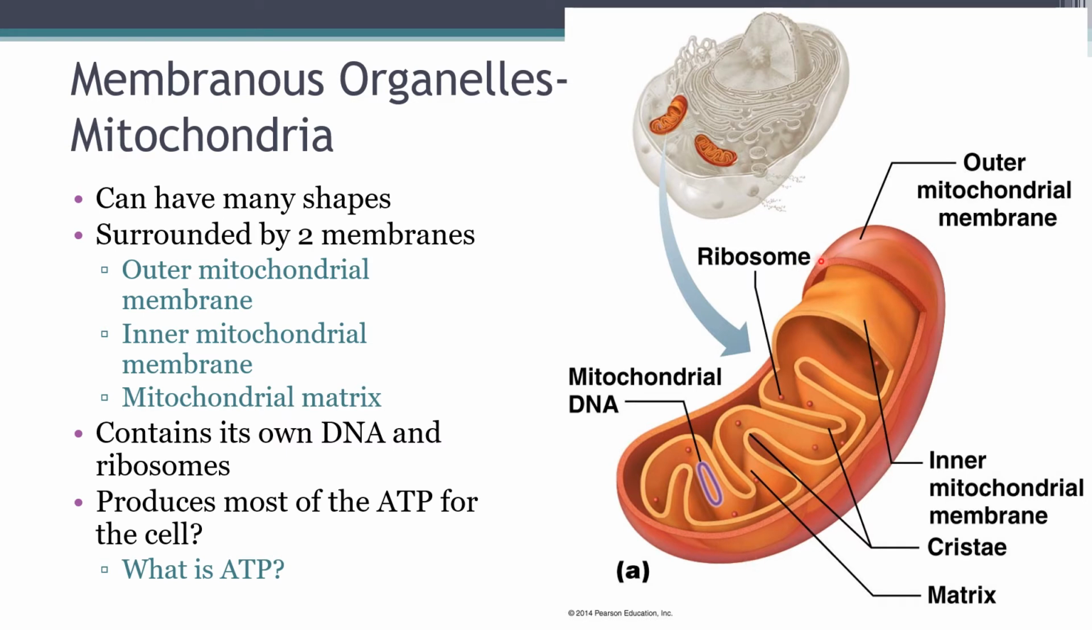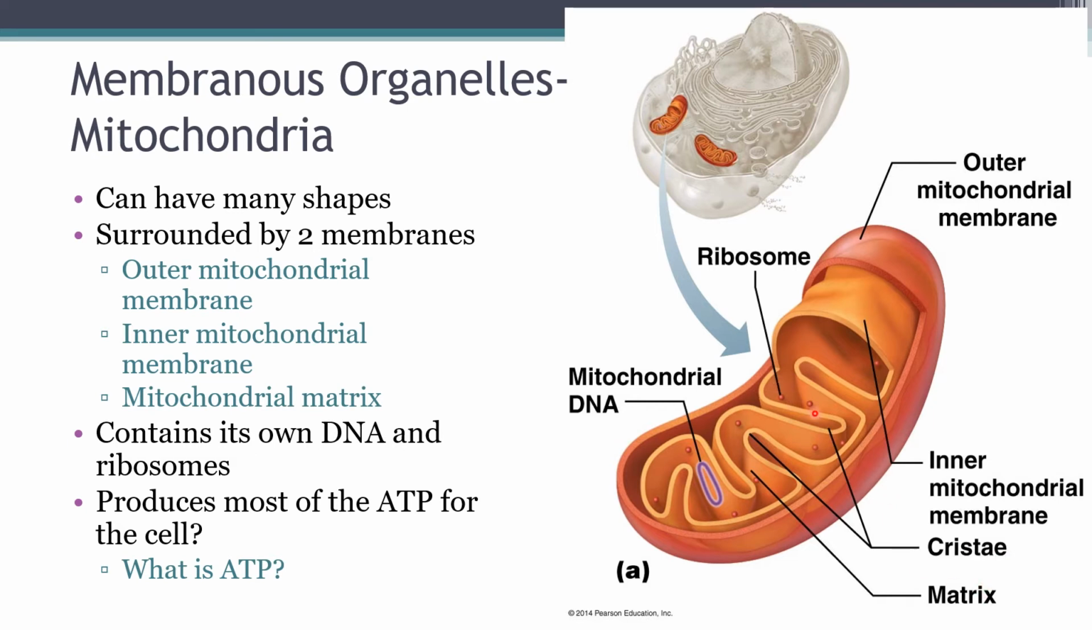Okay, so the outer one is called the outer mitochondrial membrane. The inner one is called the inner mitochondrial membrane. And like I mentioned, the inner one is highly folded. Those folds of the inner mitochondrial membrane are called cristae.